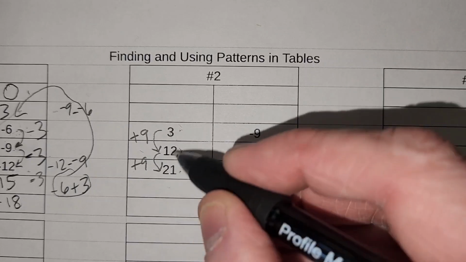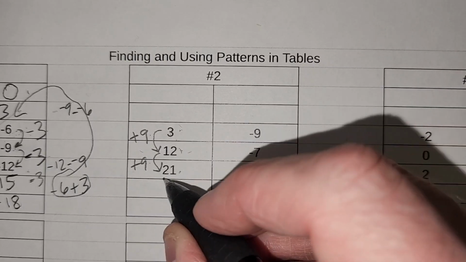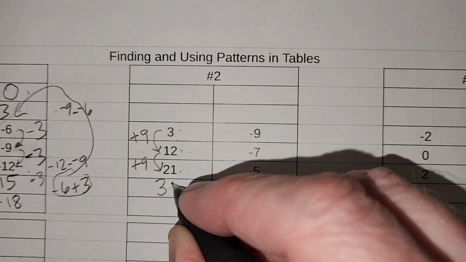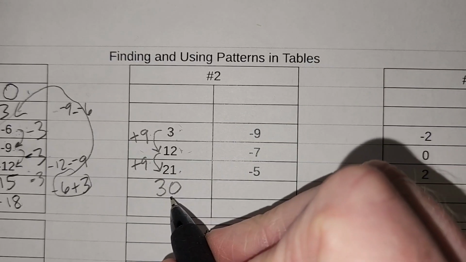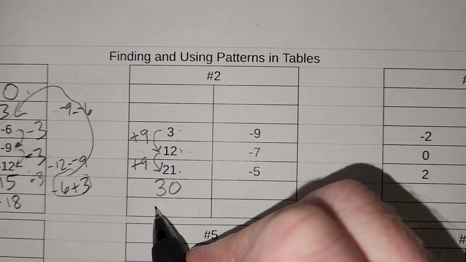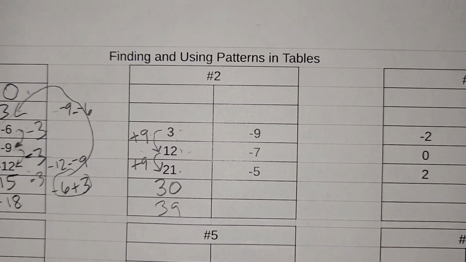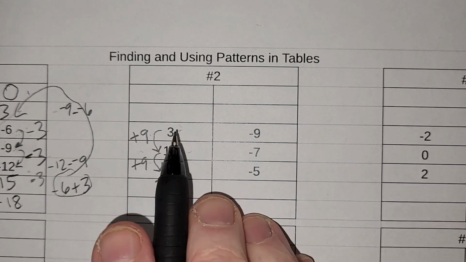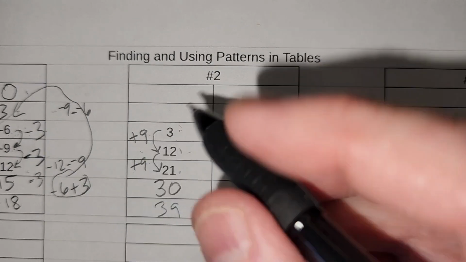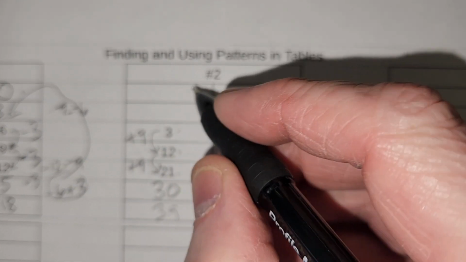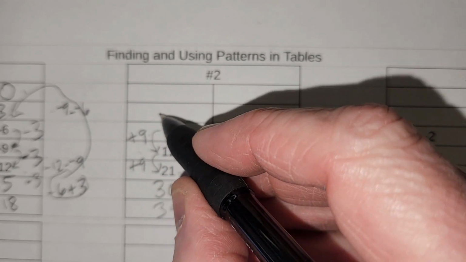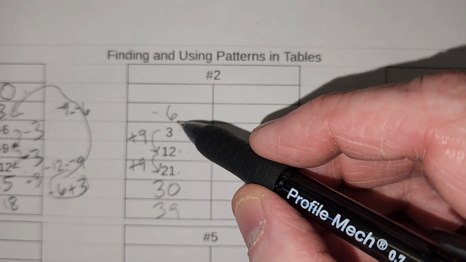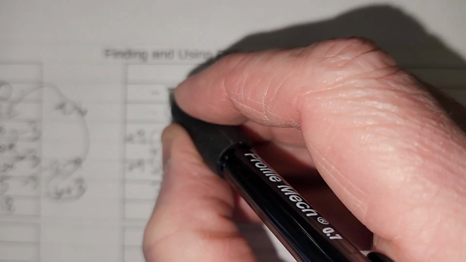So we keep going following this pattern. 21 plus 9, 30. 30 plus 9, 39. This way is plus 9. This way is minus 9. So 3 minus 9, -6. -6 minus 9.